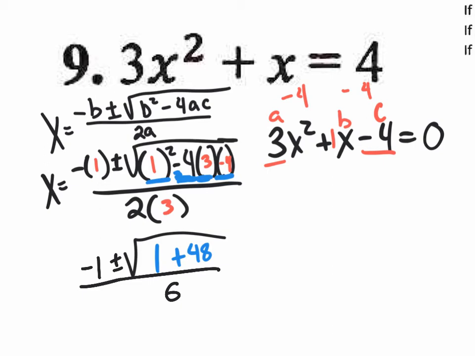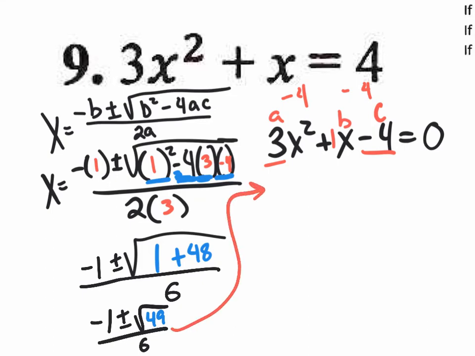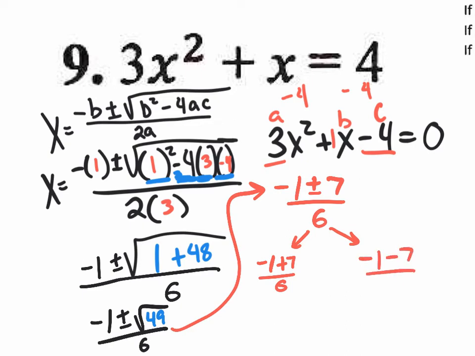So 1 plus 48 is 49, so let me rewrite everything. There it is: negative 1 plus or minus the square root of 49 over 6. And we should all know that the square root of 49 is 7. So we have negative 1 plus or minus 7 over 6. And then from there, we actually get two answers. We have negative 1 plus 7 divided by 6, and we also have negative 1 minus 7 divided by 6.